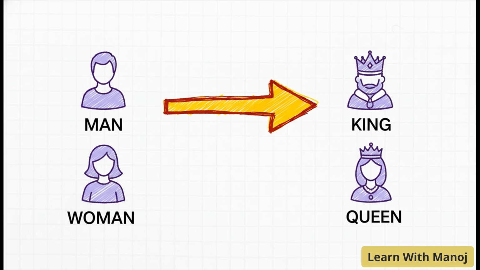Let's draw an arrow starting at man and pointing to king. Now, this arrow, it's not just a line. It actually represents a concept. It has a specific direction and a specific length. You could call it the add royalty arrow.